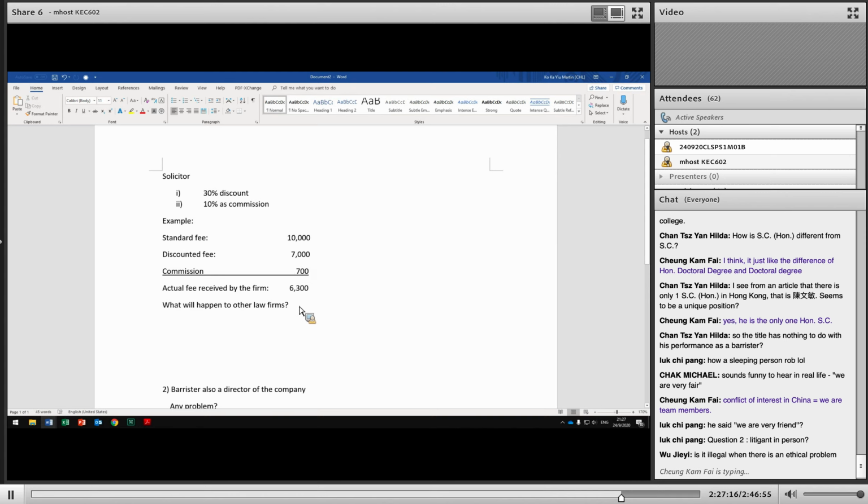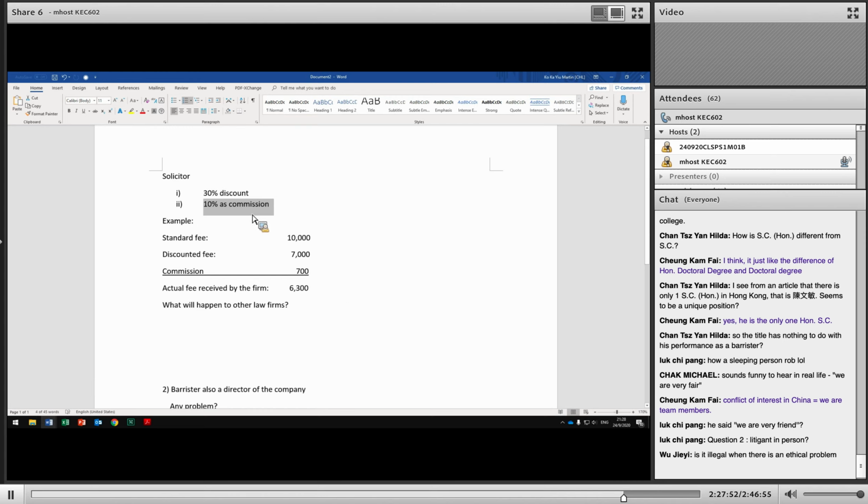The problem is what will happen to the other law firms, right? If they insist on charging $10,000, they will lose a lot of income and a lot of business. Most of the business will go to the law firm because it is offering a discount. What will other law firms do? They will also do the same. Many law firms will follow suit, giving a 30% discount and 10% as commission to the estate agent.